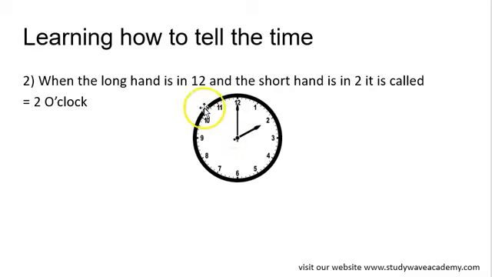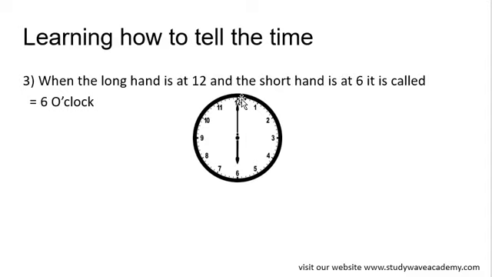We have another example here. When the long hand is at 12 and the short hand is at 2, it is called 2 o'clock, because we said the short hand is the hour hand and it tells us about the hour. The hour here is 2. And the long hand is the minute hand and it tells us about the minute. When the long hand is at 12, it is called o'clock. So the time says 2 o'clock. Do we understand? Okay, very good. We are progressing, right? Good. We move over to the next example.